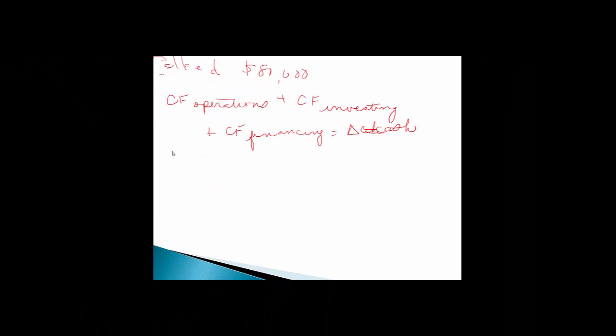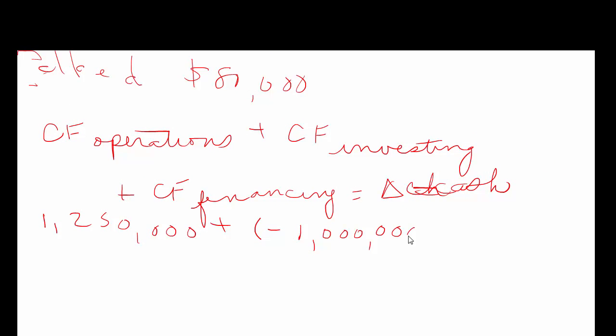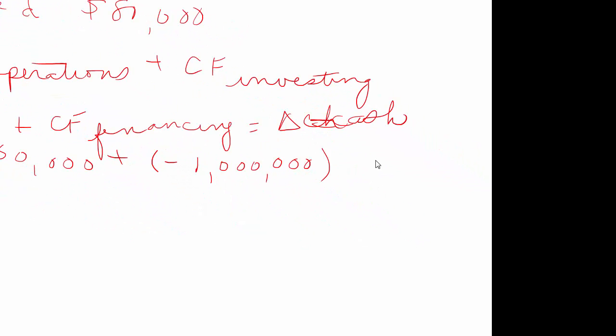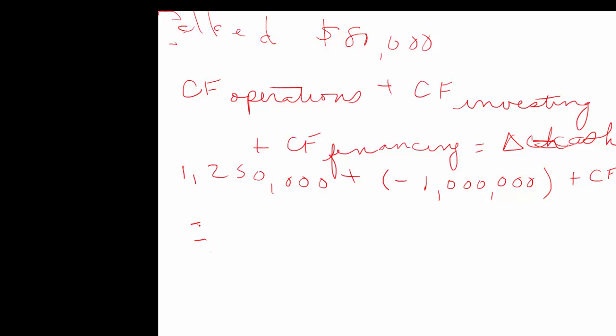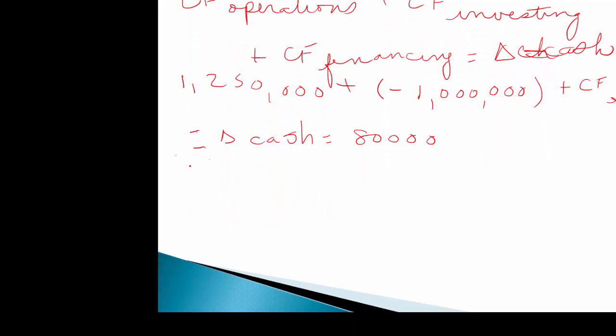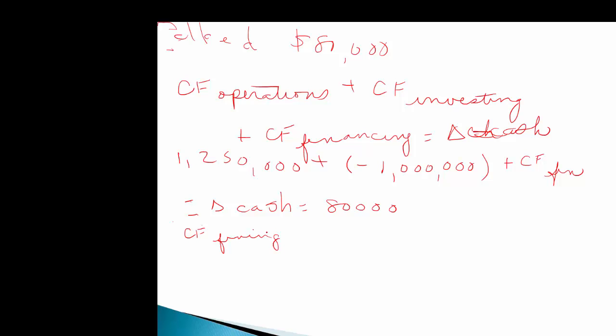Well, we were given the change in cash flow in operations was $1,250,000. That was given. And the change in cash flow in investing activities was negative $1 million. In other words, they spent $1 million on various capital budgeting projects, plus the cash flow from financing, and that all has got to be equal to the change in cash, which is $80,000. So we can solve for the cash flow from financing.